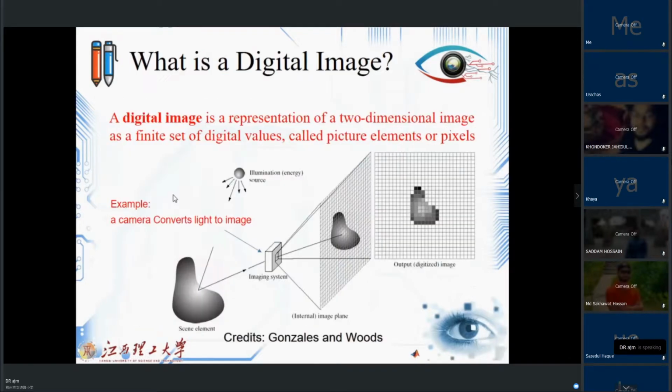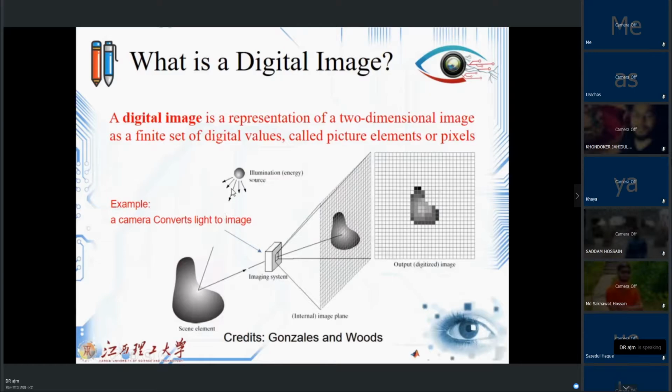But more specifically, if we want to talk regarding the digital image, we can say a digital image is the representation of a two-dimensional image as a finite set of digital values, which we call picture elements, or pixels. Let us make some knowledge-based definition regarding the digital image: a two-dimensional and finite set of digital values or pixels.